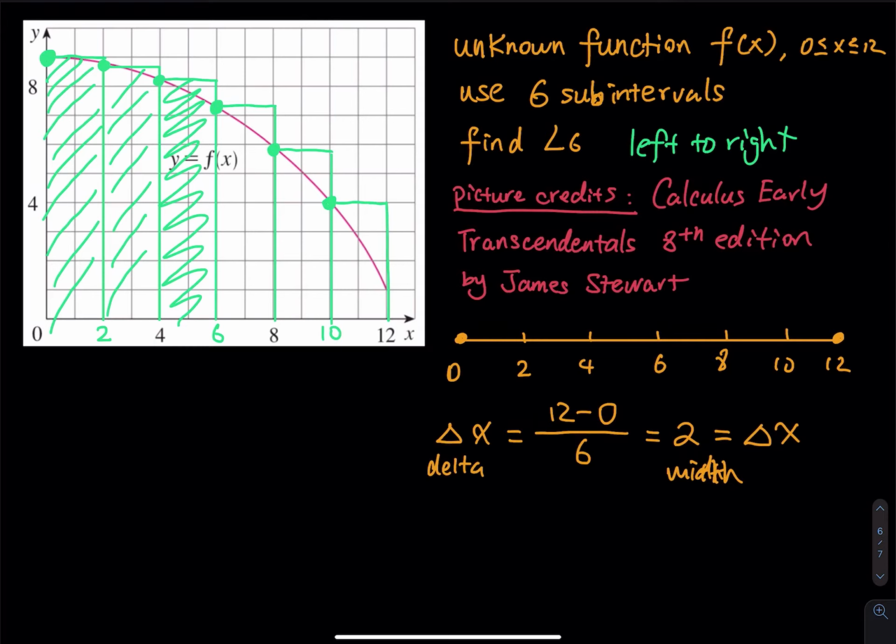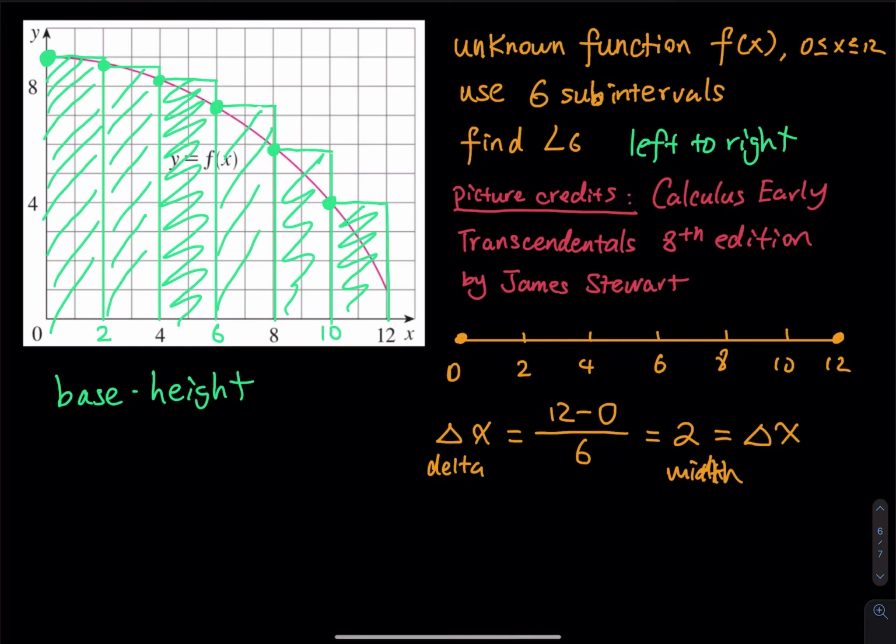So this is the fourth one. The fourth one, 6. 1, 2, 3, 4, 5, and then 6. Right. 6 rectangles. Okay, now the next step is I want you to find the area of this rectangle. What is the area of a rectangle? The area of a rectangle is base times height, right?